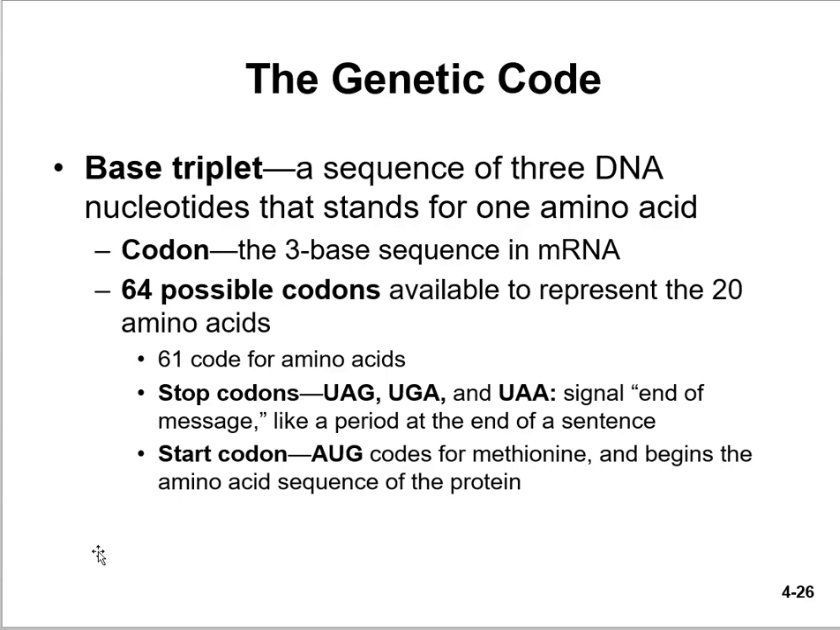61 of those codons actually code for amino acids, but a few of them are called stop codons. They actually don't code for an amino acid, but they signal the ribosome that the protein is done, to drop it off, and then let it travel through the ER and then to the Golgi to be finished. One of them, the AUG, codes for methionine. That's what we call our start codon. Every amino acid sequence for a protein begins with methionine.